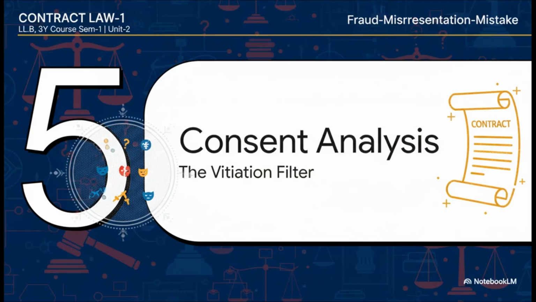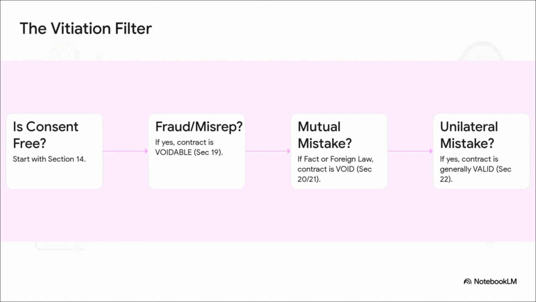To consolidate these principles, we will now introduce the consent analysis framework in our fifth section. This can be conceptualized as a vitiation filter, providing a logical step-by-step approach to assessing the validity of a contract. This framework operates as follows. Step 1. Is the consent free under Section 14? Step 2. If consent is affected by fraud or misrepresentation, the contract is voidable at the option of the aggrieved party.